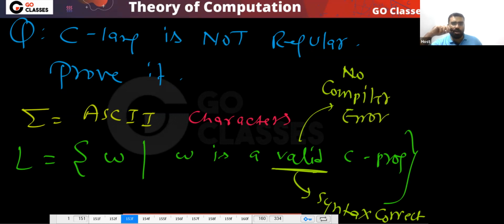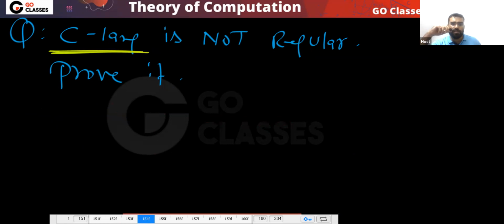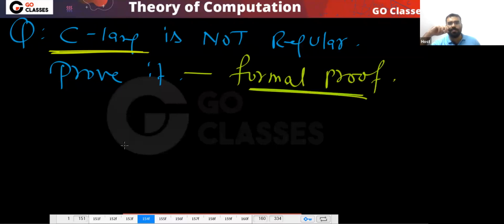So you can notice. Now, how can I prove that C language is not regular? What I need to do? If you want a formal proof, give me a formal proof. In an interview, what will you say? Which proof will you give? In some interviews, if they ask you to prove that C language is not regular, what proof are you going to give?